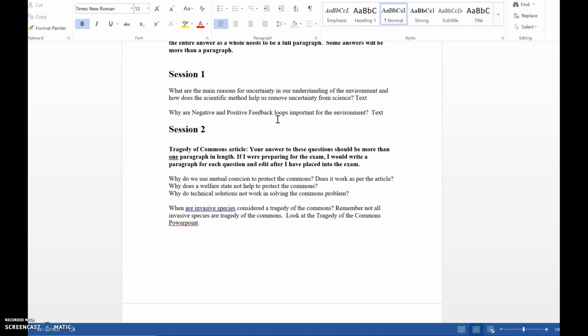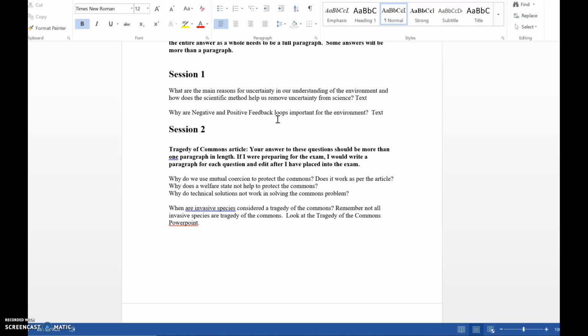Why are negative and positive feedback loops important for the environment? Please don't just write because they bring homeostasis back to the environment. Make sure you elaborate on that. That's not a full paragraph in length. You need to make sure that you elaborate. What is a negative feedback loop? What is a positive feedback loop? How do they work together?